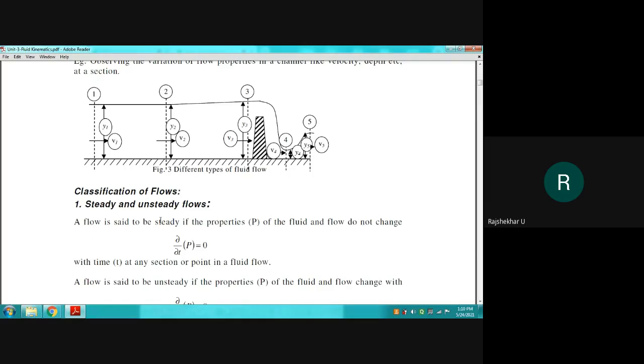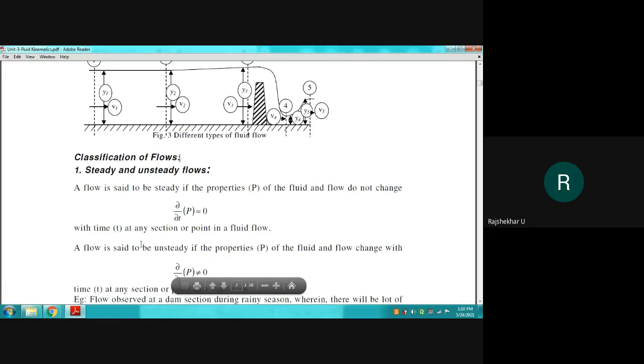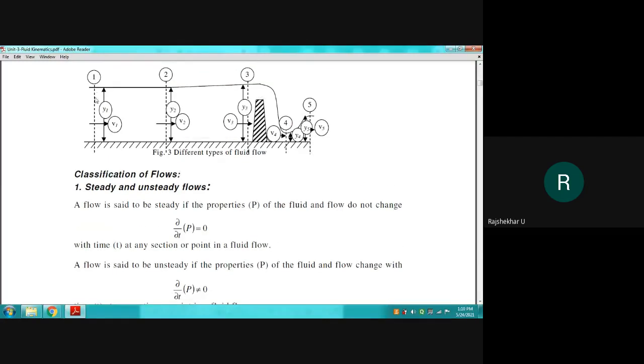Okay. So the definition is simple. A flow is said to be steady if the properties of the fluid and flow do not change with time t at any section or at any point. Correct? So with respect to time, at section 1, the fluid properties are not changing. You can measure at 1 p.m. or at 2 p.m., and the velocity at that point will remain the same.